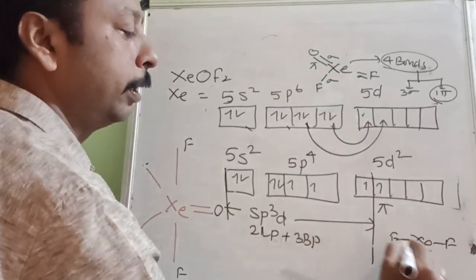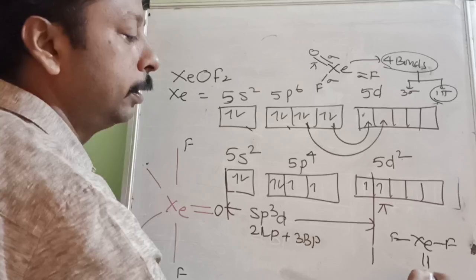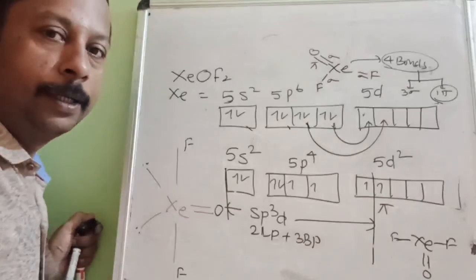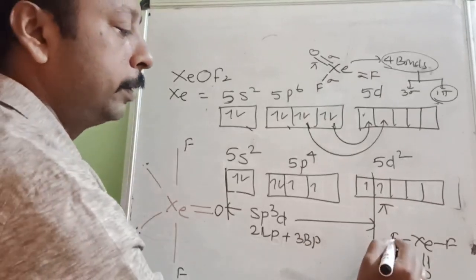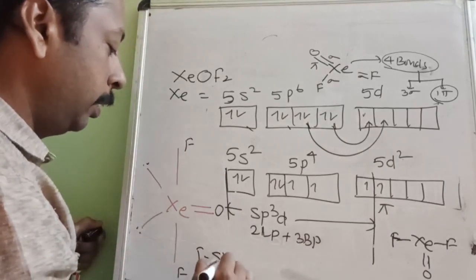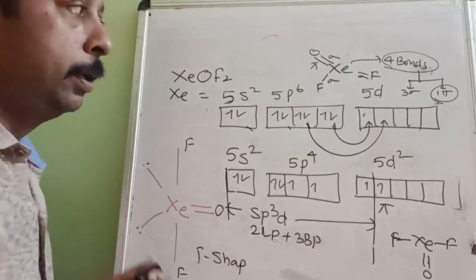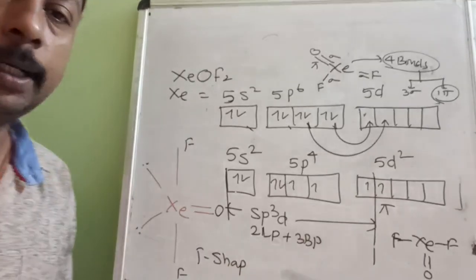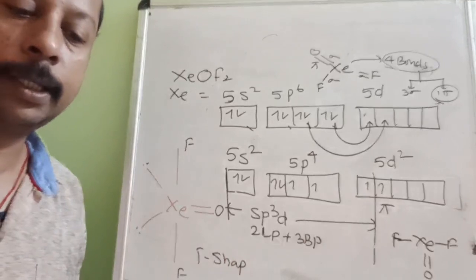Xe, F, F, and does it remind you of some alphabet? Okay, that alphabet is none other than T. That's why this is called a T shape. What is it called? T shape. Difference in oxides, fluorides and oxyfluorides.